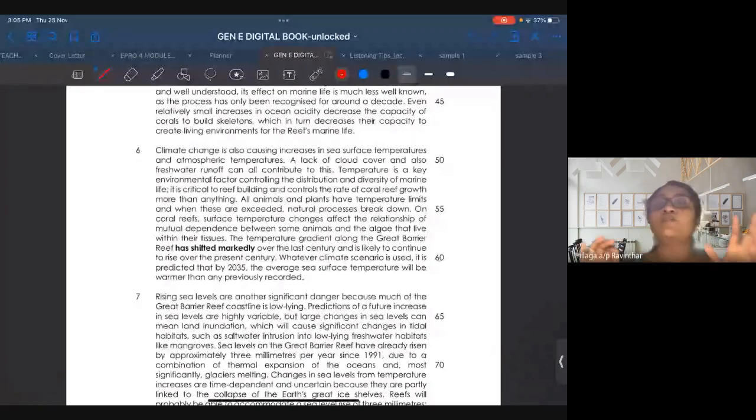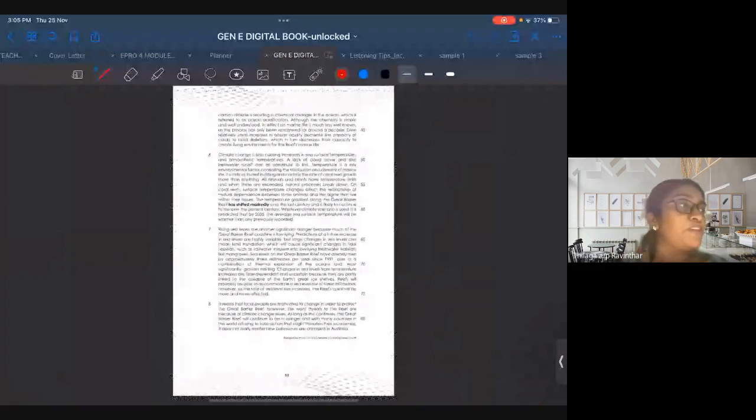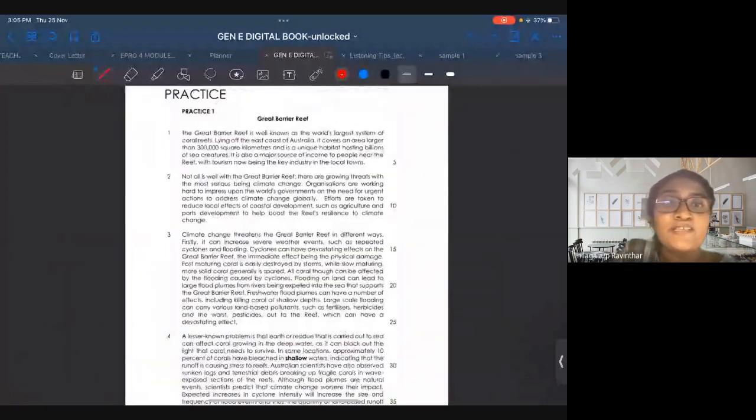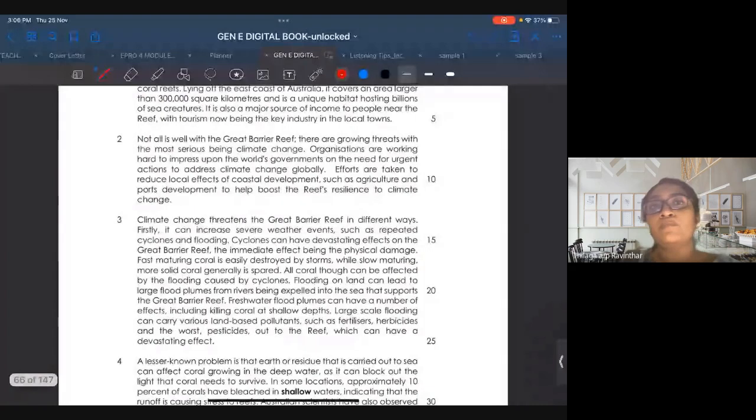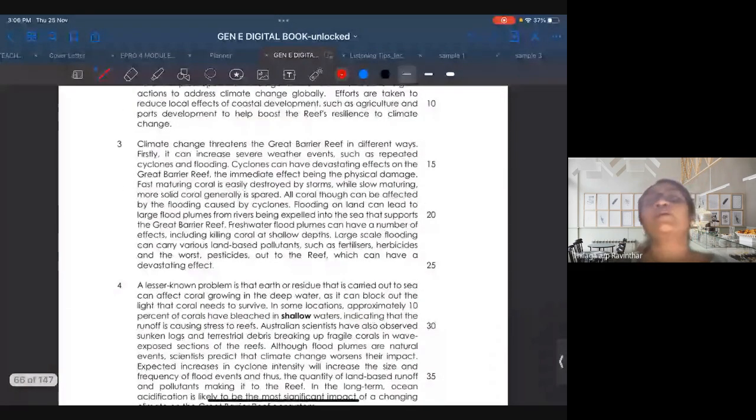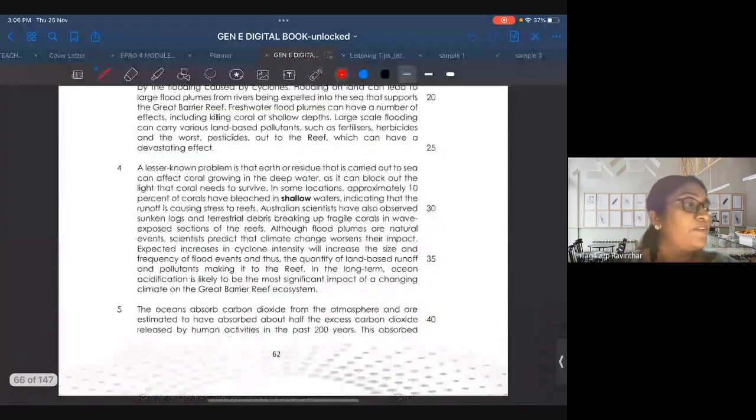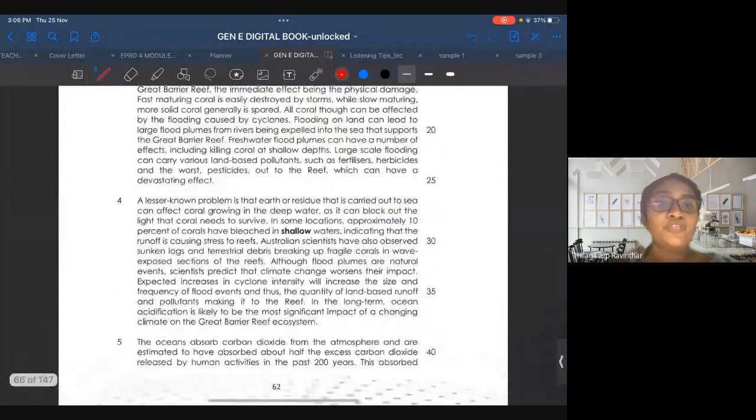So I think that most of you actually understand, based on what you have read, even just studying. The first paragraph, we will actually know that this is about the coral reef, right? And then when you try to skim through, you will see in the second paragraph the topic sentence is about climate change. In the third paragraph, again, they talk about climate change. The fourth paragraph, they talk about the earth residue. The fifth, they talk about the air pollution.